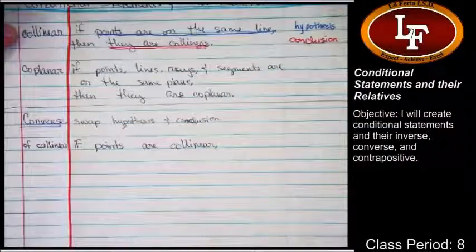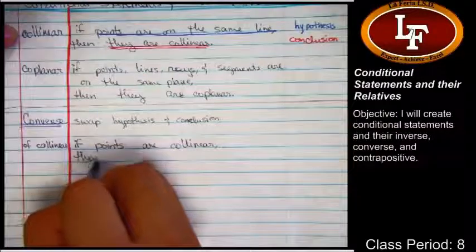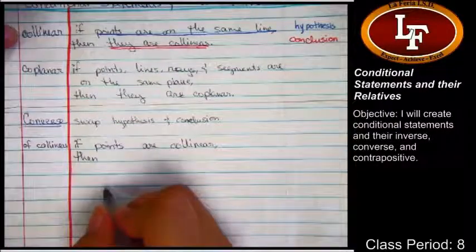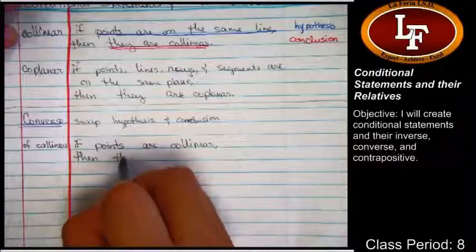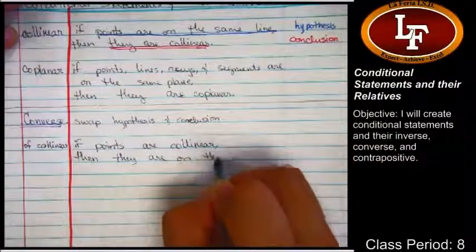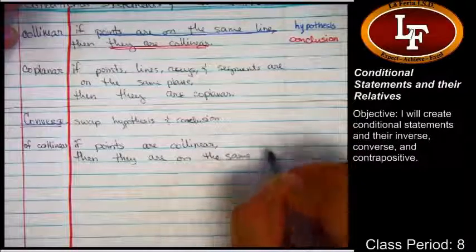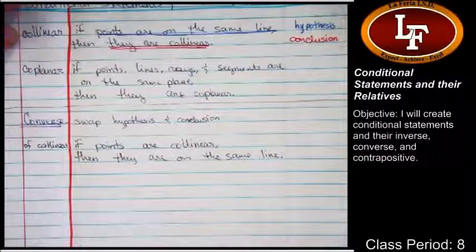If points are collinear, then what? What was the original hypothesis? Points are on the same line. So your new conclusion is they are on the same line. All right? Make sense?